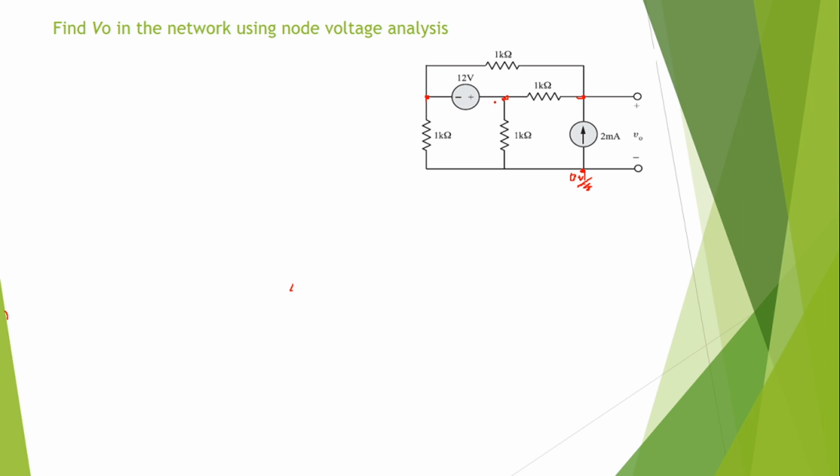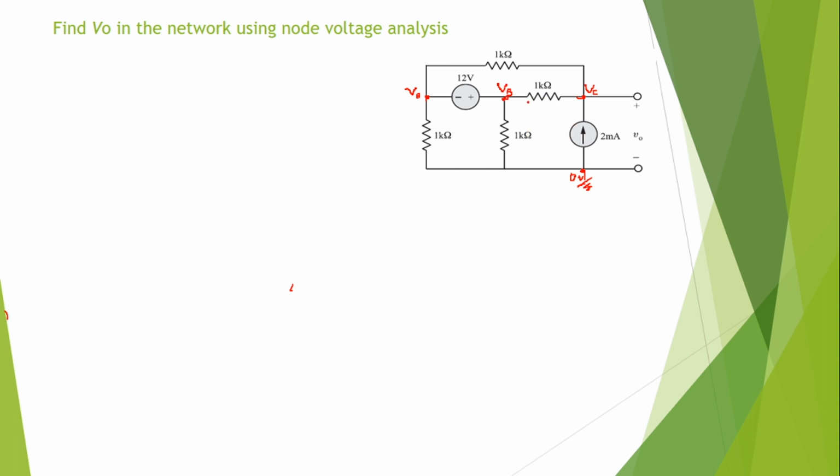Now out of these 3 nodes, I will assume this as node A and the potential at this point as VA. This is node B with potential VB. This is node C with potential at this node as VC. So assume all the node voltages.